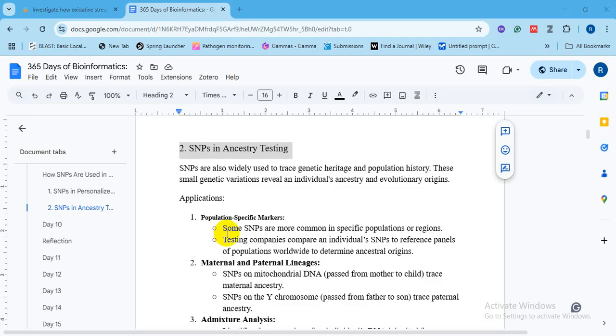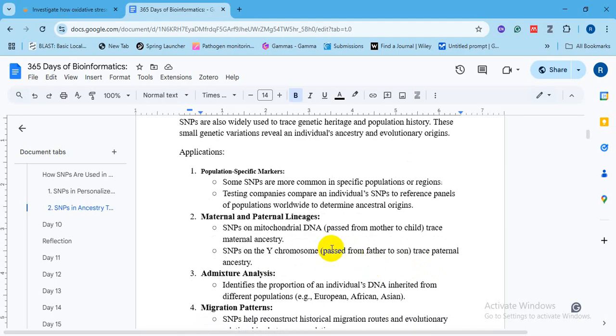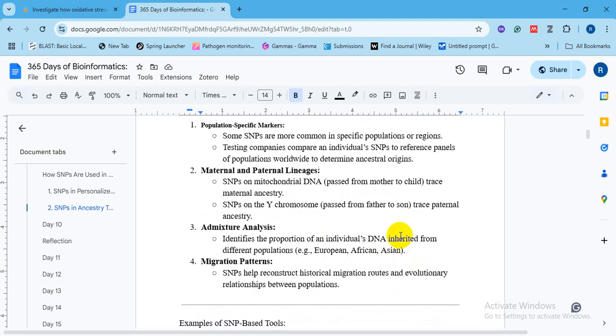Testing companies compare an individual's SNPs to a reference panel of populations worldwide and can determine ancestral origin. Number 2, maternal and paternal lineages. SNPs on mitochondrial DNA are passed from the mother to the child, so we can trace the maternal ancestry. SNPs on the Y chromosome are passed from the father to the son, so we can trace the paternal ancestry.